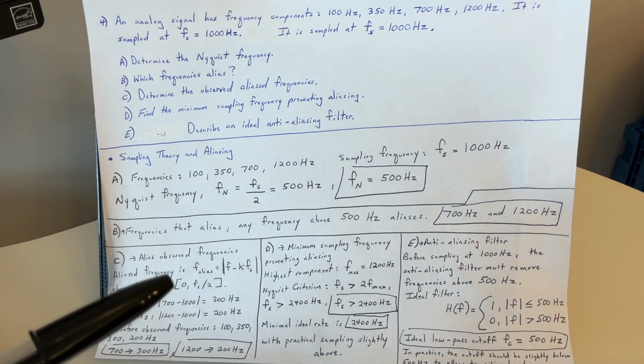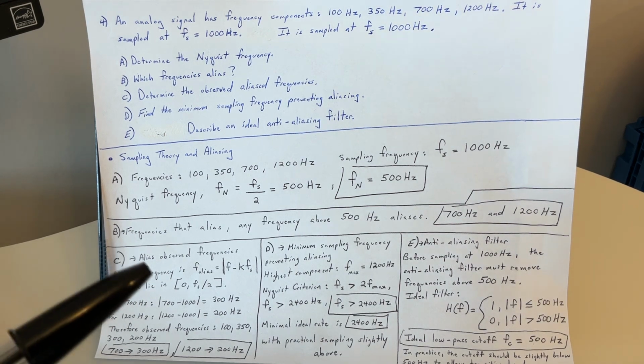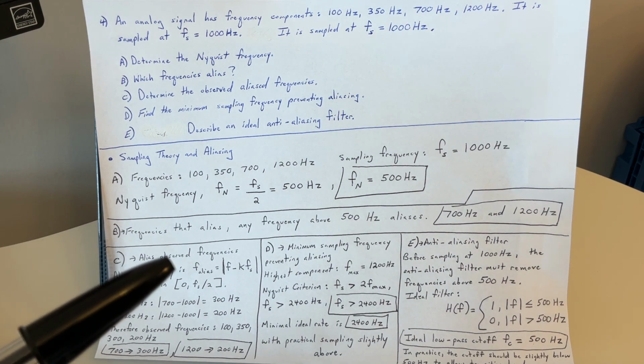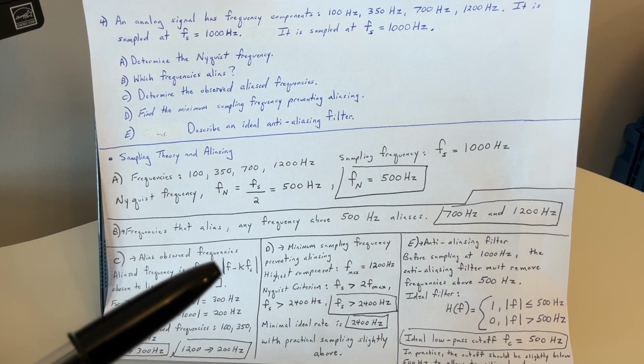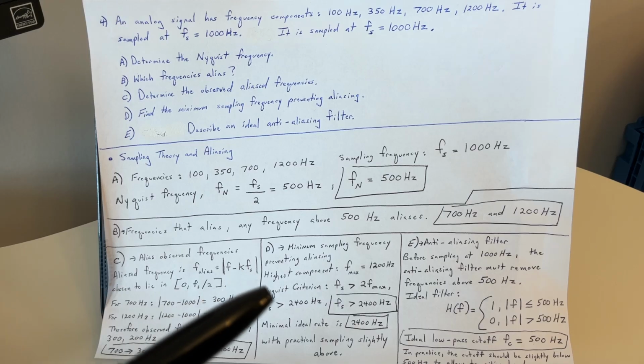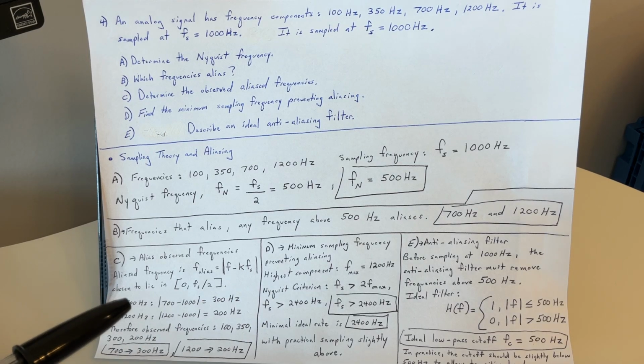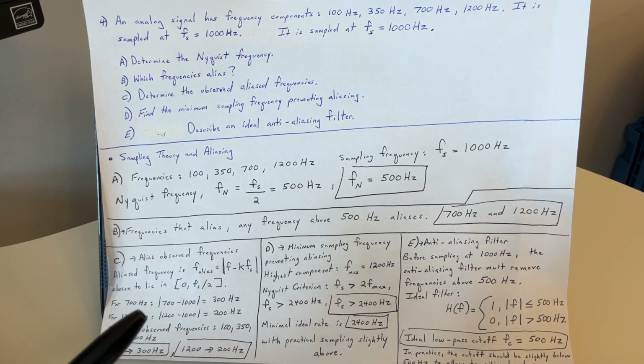Alias, some people say alias. The observed alias frequency is f sub alias equals the absolute value of f minus k times f sub s, chosen to lie in the interval 0 to f sub s over 2. So for 700 hertz, the absolute value of 700 minus 1000 is 300 hertz. For the 1200 hertz, the absolute value of 1200 minus 1000 gives you 200 hertz.